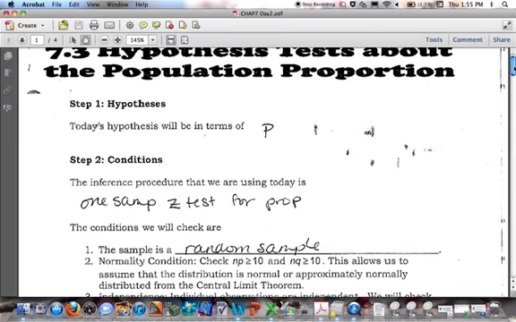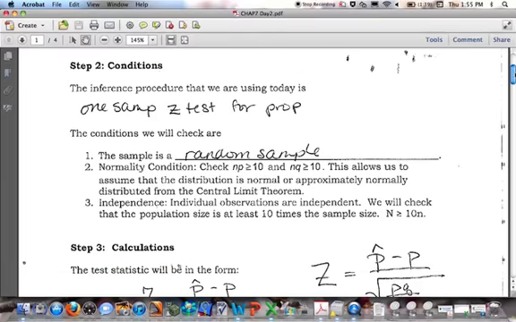So your hypotheses today are in terms of p. This is about the population proportion. Today we're doing a one-sample z-test for proportion. The sample is a random sample, so it should be a simple random sample from the population of interest. Just like in confidence intervals, we're going to check n times p greater than or equal to 10 and n times q greater than or equal to 10.